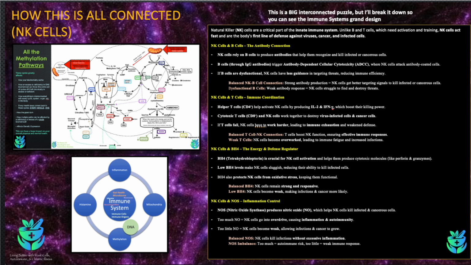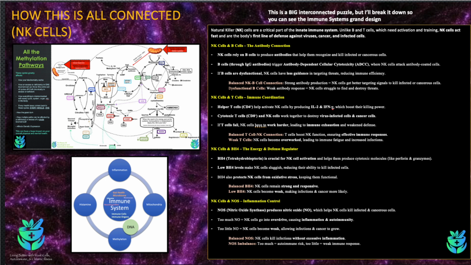Now, natural killer cells and B cells, the antibody connection. Natural killer cells rely on B cells to produce antibodies that help them recognize and kill infected or cancerous cells. B cells, through IgG antibodies, trigger antibody-dependent cellular toxicity, where natural killer cells attack antibody-coated cells. If B cells are dysfunctional, natural killer cells have less guidance in targeting threats, reducing immune efficiency.